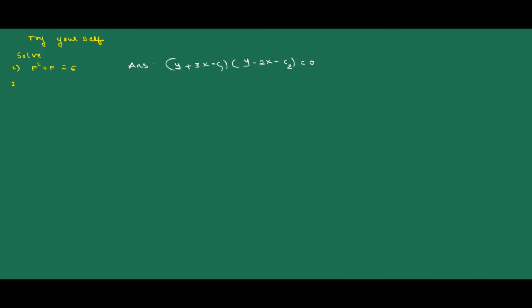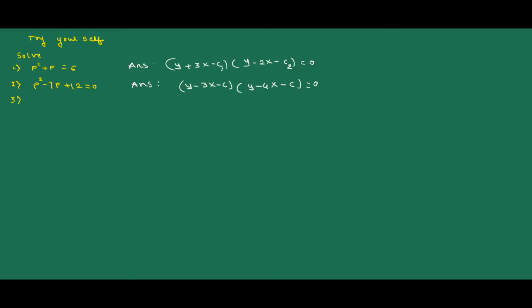Second example, p square minus 7p plus 12 is equal to 0, and its complete solution is y minus 3x minus c into y minus 4x minus c is equal to 0, or in place of c we can write it as c1 and c2 also.